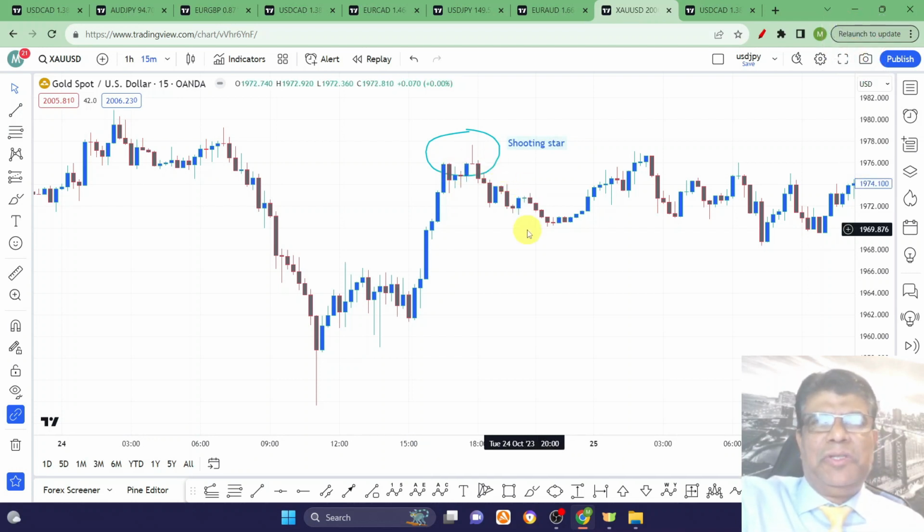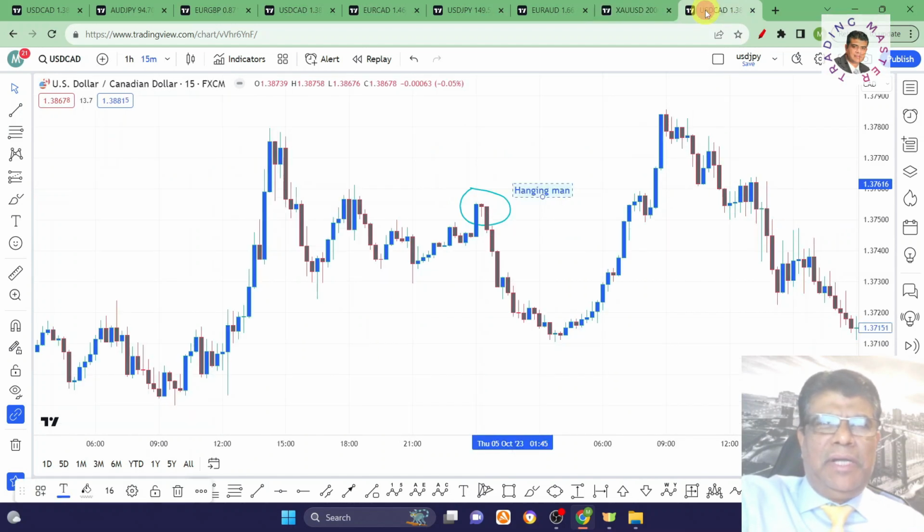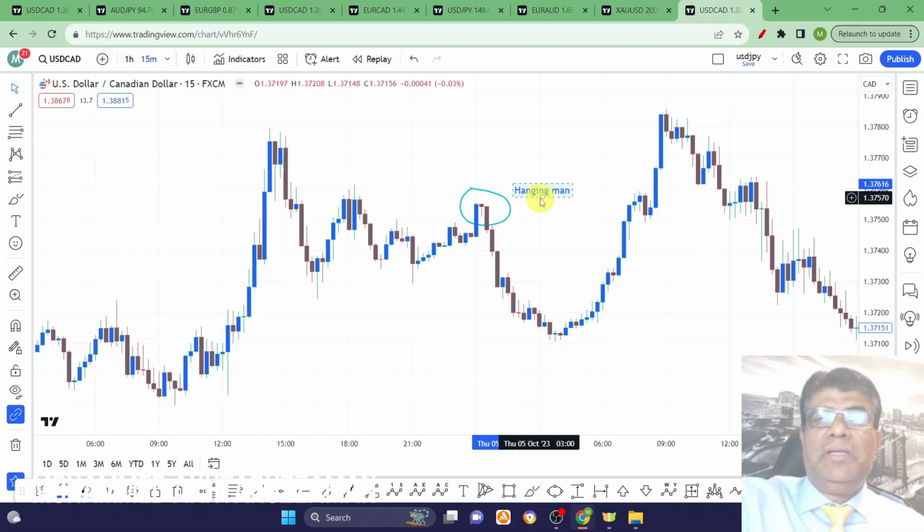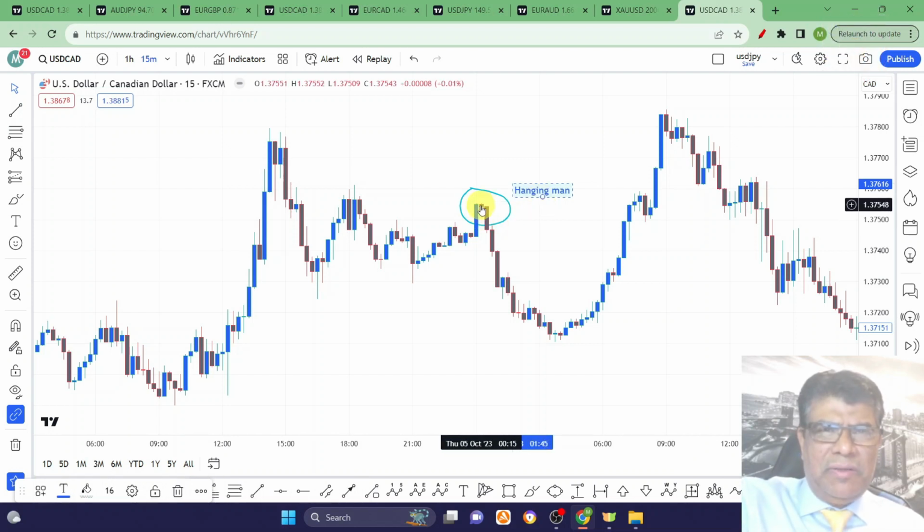It would be a short position. And right here, look at a hanging man. Usually at the top of the chart, look at this right here, this one perfectly aligned. This looks like a hammer, but it's not a hammer. Usually a hammer happens at the bottom of the chart and a hanging man at the top of the chart. So look at this.